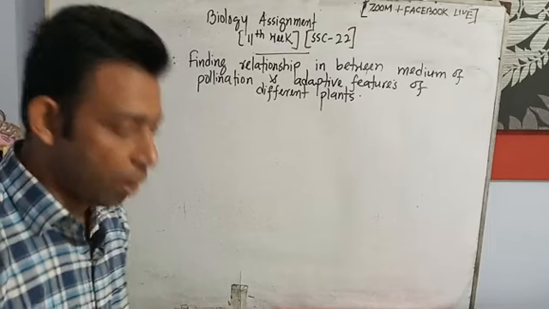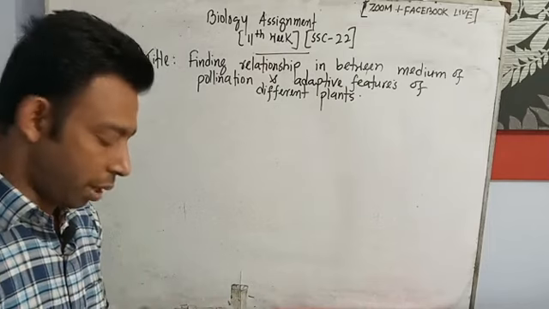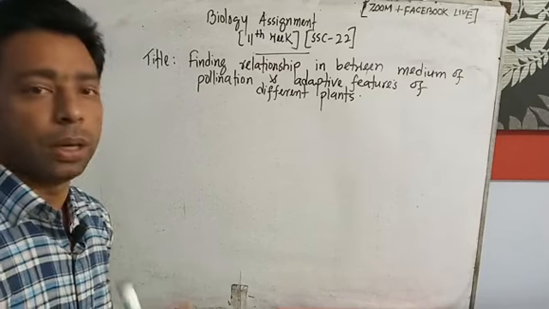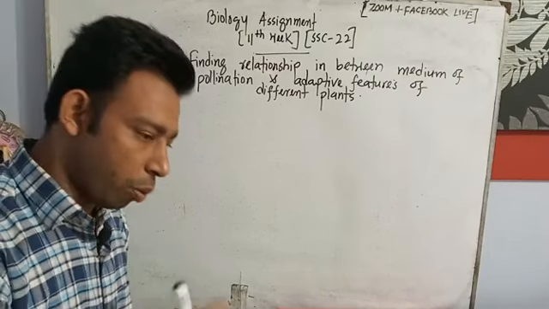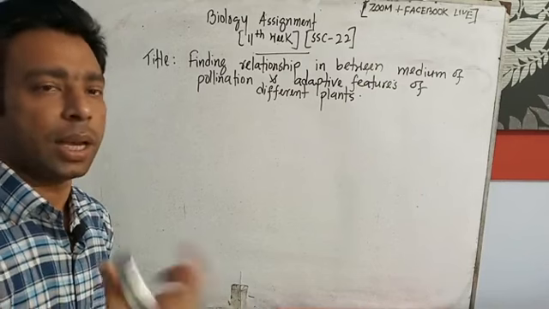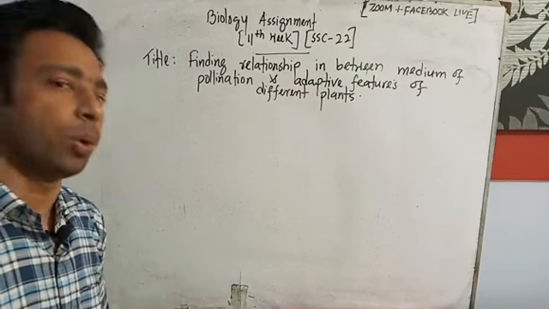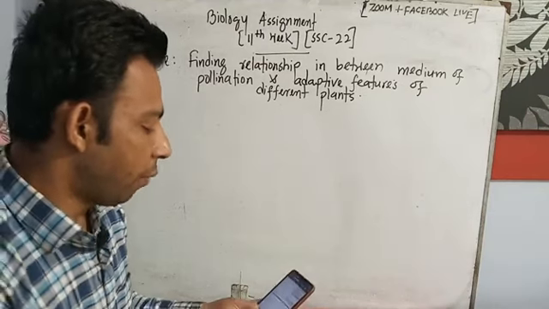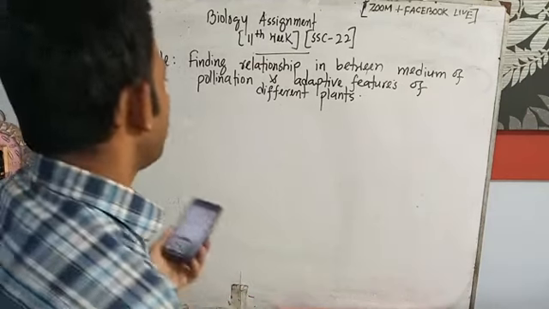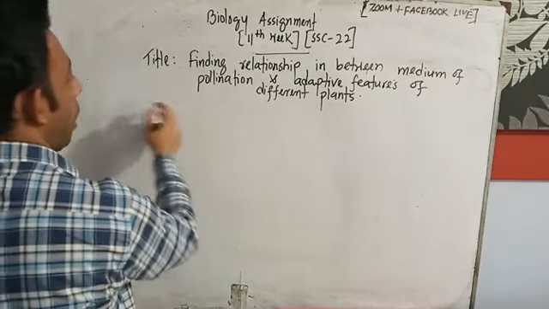If anyone asks me, sir, if we skip these 4 samples given in the assignment, can we collect any 4 from different pollinating agents or mediums of pollination? That will also be okay. But for the 4 samples given there, the very first thing is we need to go through the sample or specimen.